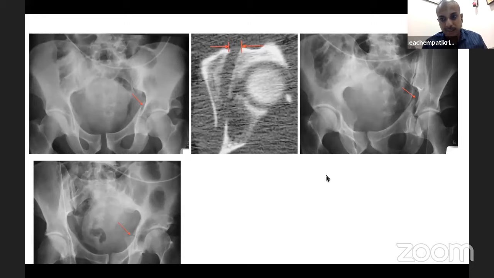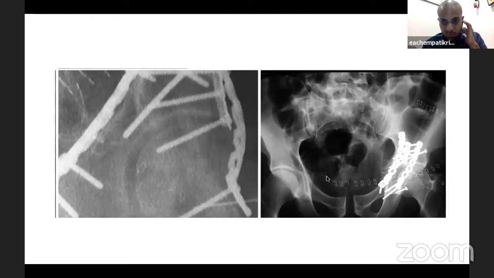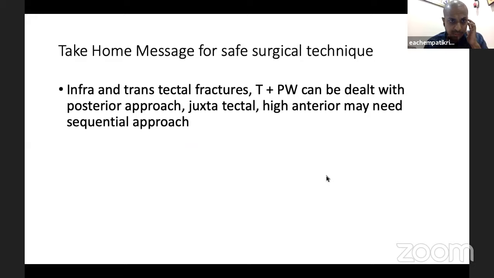So this particular case will require a sequential approach, anterior first, followed by the posterior, which was done, and the hip was restored to normal congruency. Some points for a safe surgical technique. The infratectal and transtectal fractures, transverse posterior wall can be dealt with posterior approach. Juxtatectal high anterior may need sequential approach.